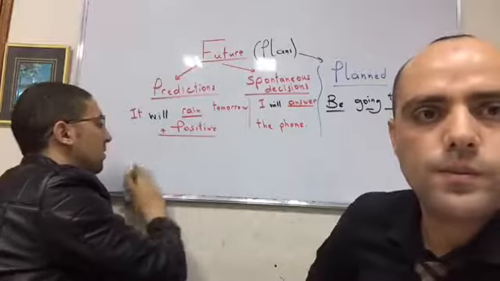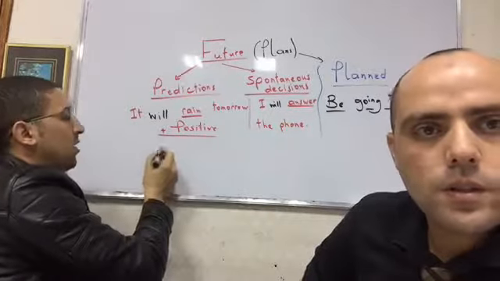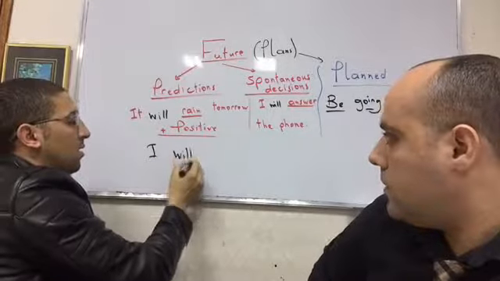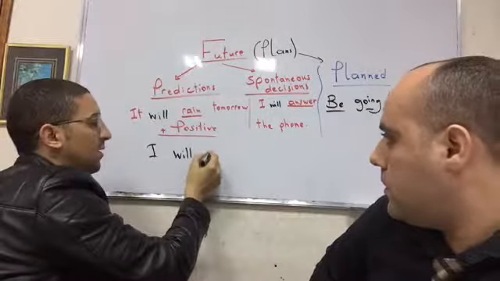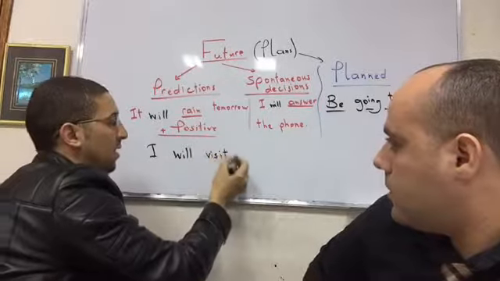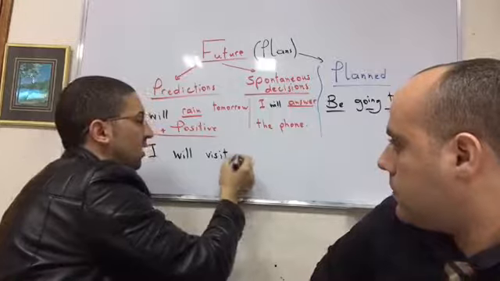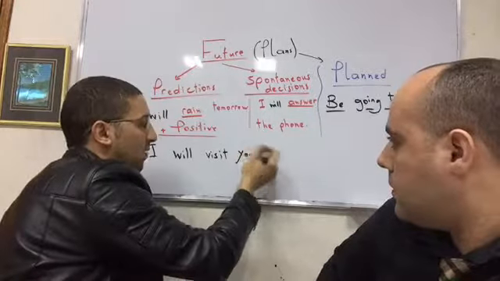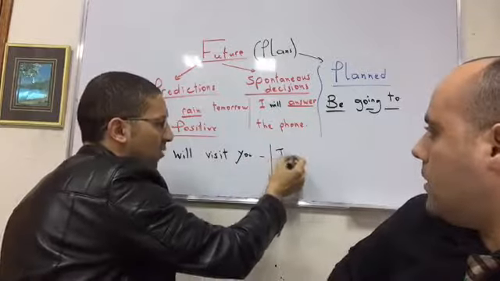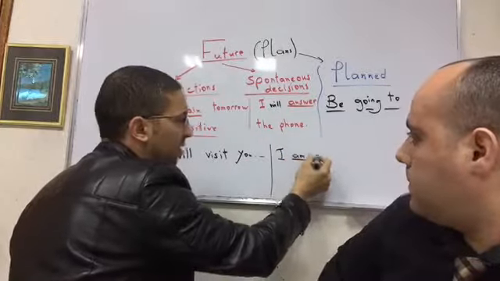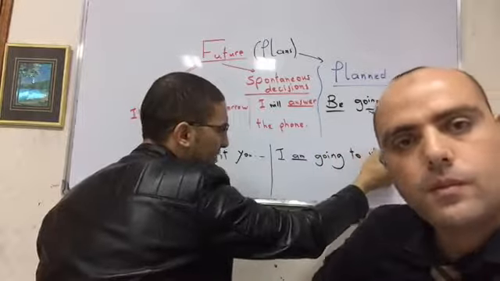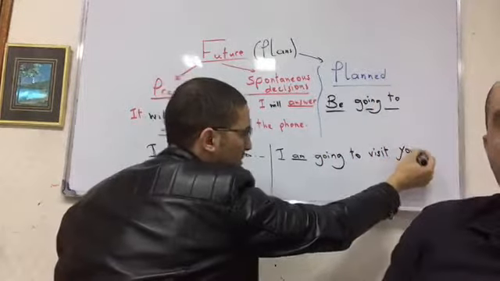How about you? Now, can you tell me the difference between I will, for example, I'll visit you tomorrow, and I'm going to? I am, verb to be, going to visit you tomorrow.